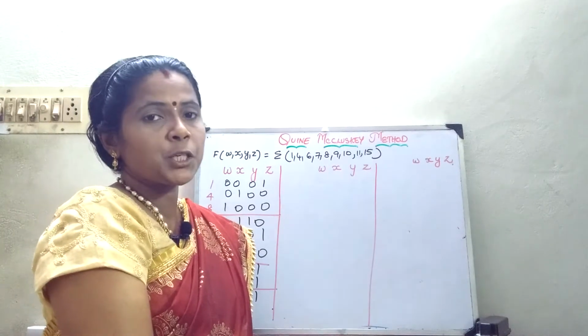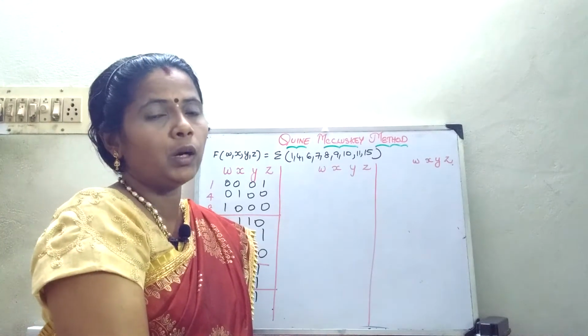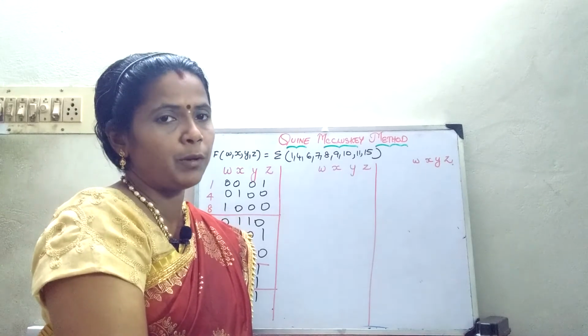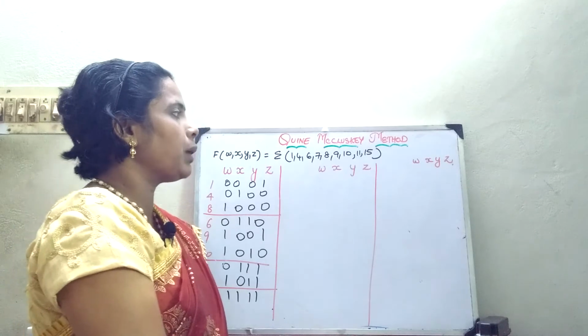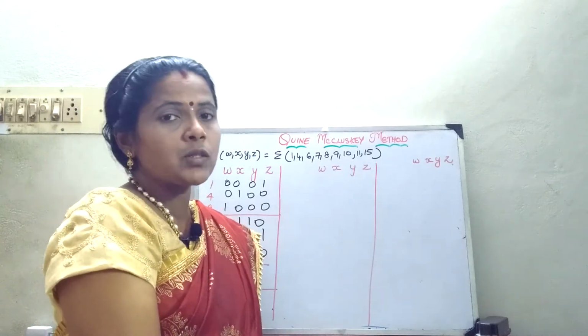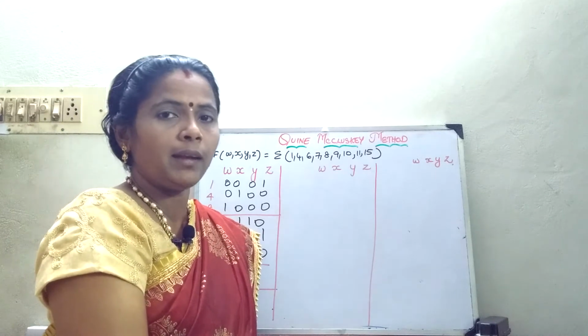So in the last session we have seen how to do a 4 variable K-map simplification. Now we will move on to the next method, which is called the Quine-McCluskey method. It is also a way of simplifying your Boolean expression.